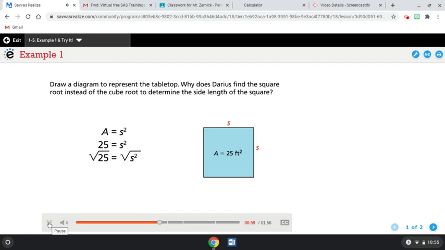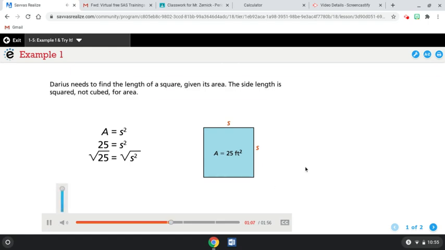Why does Darius find the square root instead of the cube root to determine the side length of the square? Very simply, guys, we find the square root because we are dealing with a square. We're not dealing with a cube here. So we're going to find the square root and not the cube root. Darius needs to find the length of a square, given its area. The side length is squared, not cubed, for area.